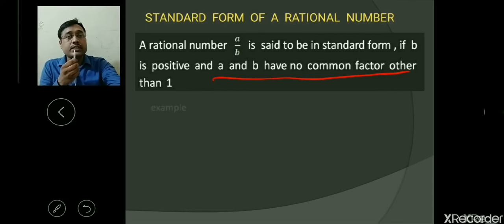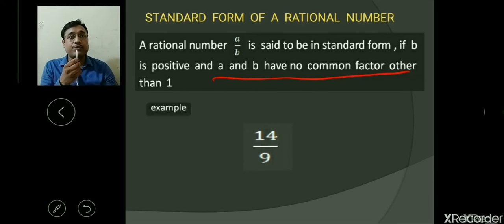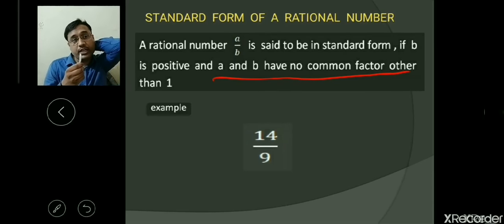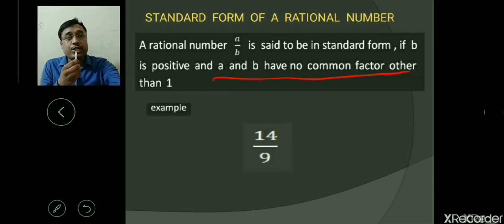So, example we can see like this. 14 by 9. This is in standard form. Here the numerator 14 and the denominator 9 don't have any common factor, and the denominator 9 is positive also. So that's why we can say. Next, 3 by 7. Here also 3 and 7 have no common factor and 7 is a positive number. That means the denominator is positive already. If it is negative, then you will send the minus sign to the numerator place. That means you will make the denominator positive.